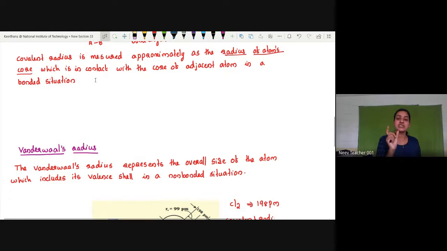So van der Waals radius is representing the overall size of an atom. It is actually the radius of a normal atom in a non-bonded situation. And covalent radius, we will talk about in the case of bonded situation, or in the case of molecules forming a covalent bond by overlapping. That's why we are considering the covalent radius, and the bond length of covalent molecules will be equal to the sum of covalent radii.